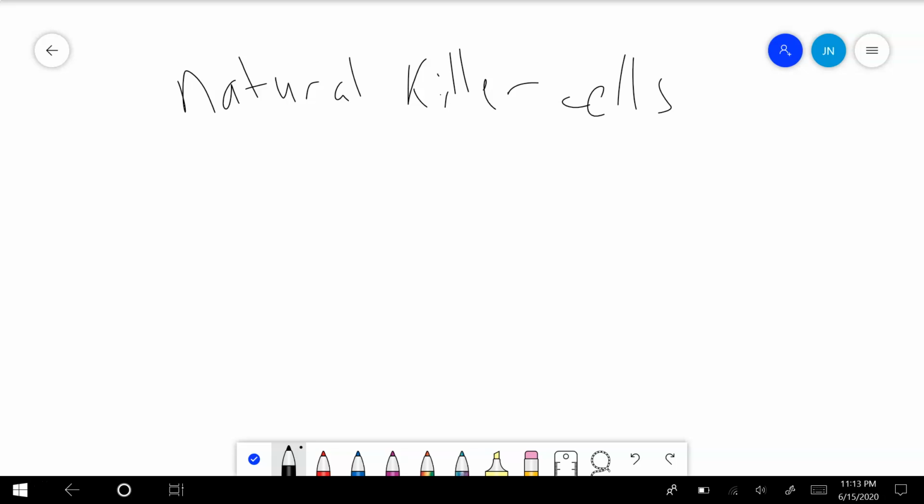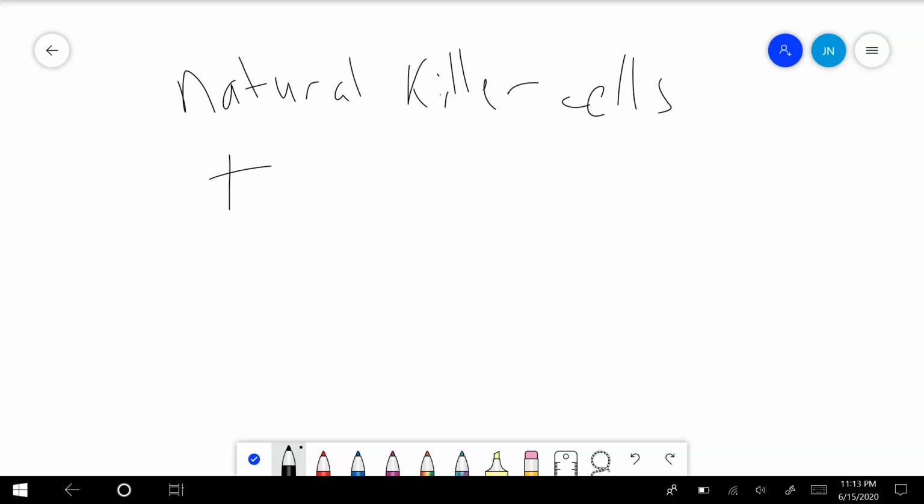So, not only are these the most badass named cells in the immune system, they kind of earned it. They're the honey badger of this whole thing. What they're going to kill is something that's not you. What is it? Is it you? No? Die.